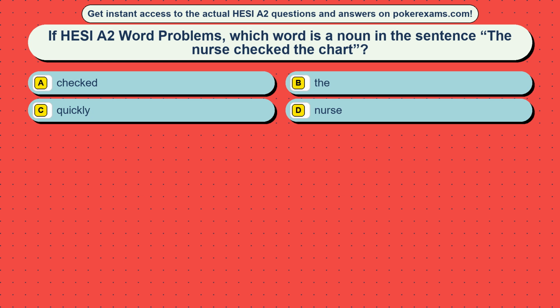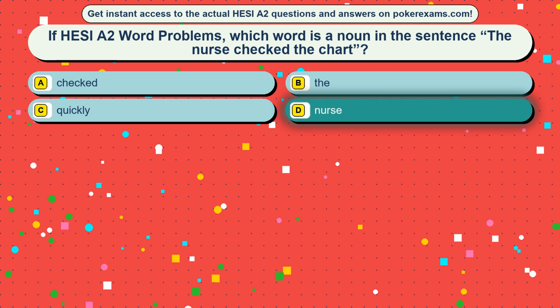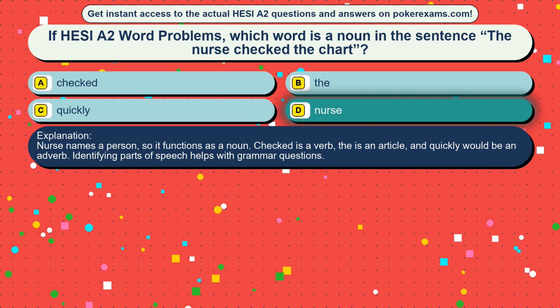Question 10. If HESI A2 word problems, which word is a noun in the sentence "The nurse checked the chart"? Option A, checked. Option B, the. Option C, quickly. Option D, nurse. The correct answer is option D, nurse. Nurse names a person, so it functions as a noun. Checked is a verb, the is an article, and quickly would be an adverb. Identifying parts of speech helps with grammar questions.